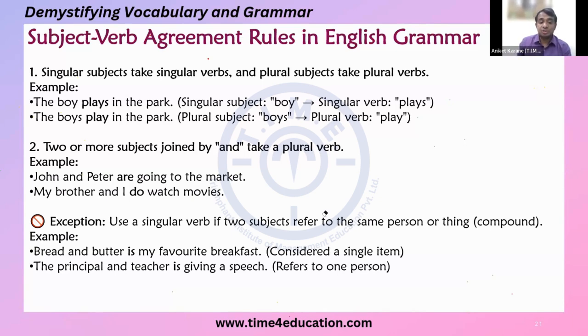The principal and teacher. So see here, principal and teacher is one person. It's not two different people. If it were two different people, it would have been the principal and the teacher. The should have been included to point out that there are two people. Is giving a speech. So is singular. Okay. So I guess these two rules are quite easy and everyone is familiar with them.